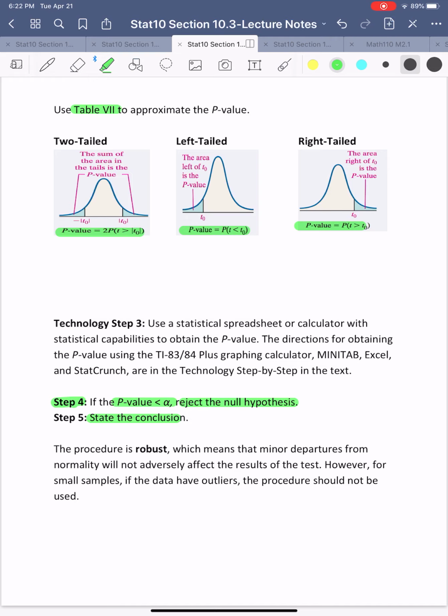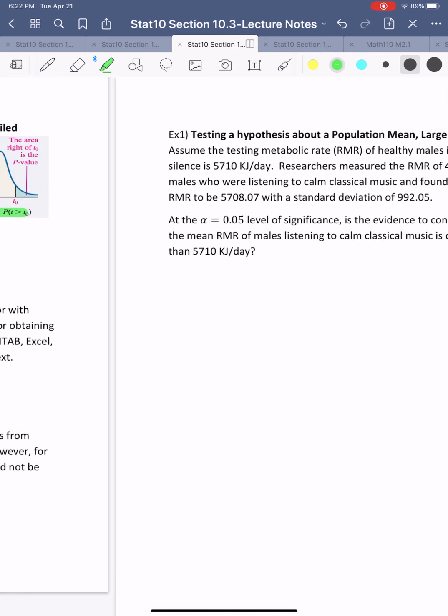But the procedure is robust, which means that a minor departure from normality will not adversely affect the results of the test. However, for a small sample, or for data that have outliers, the procedure should not be used. Okay, all right. Let's go to the next page.